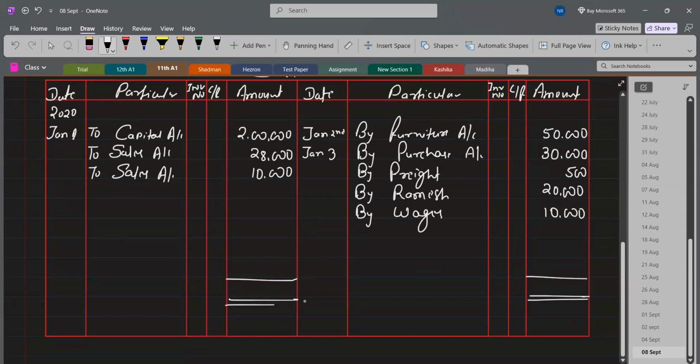So 2,38,000 on the debit side. So it will be 80,000. 2,38,000. By balance c/d. Sir, it will be 1,10,500. Yes, 1,27,500. This is the balance.